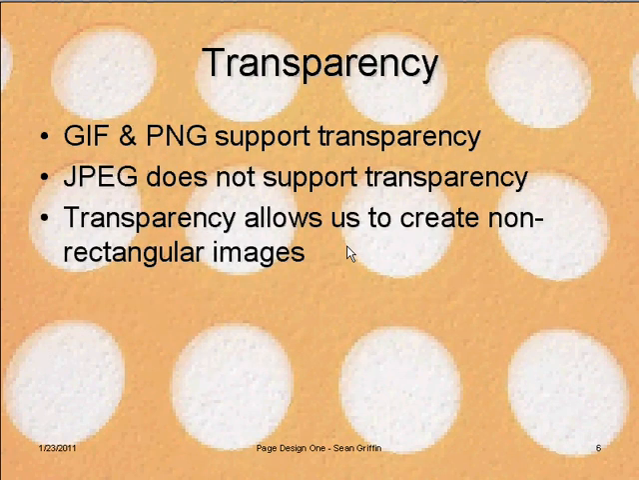Transparency. GIF and PNG support transparency. JPEG does not. Transparency allows us to create non-rectangular images. Have you ever seen a logo on a web page that it appears that you can see through the background? In other words, you don't see that white block around the image? That's because they've created transparency for everything except for the image logo.